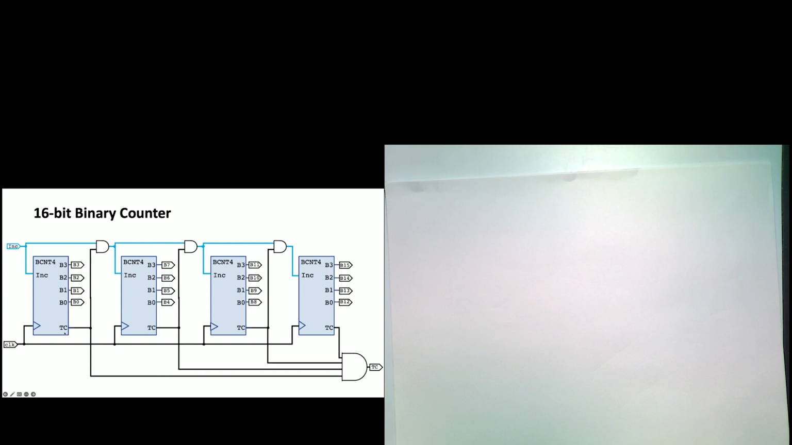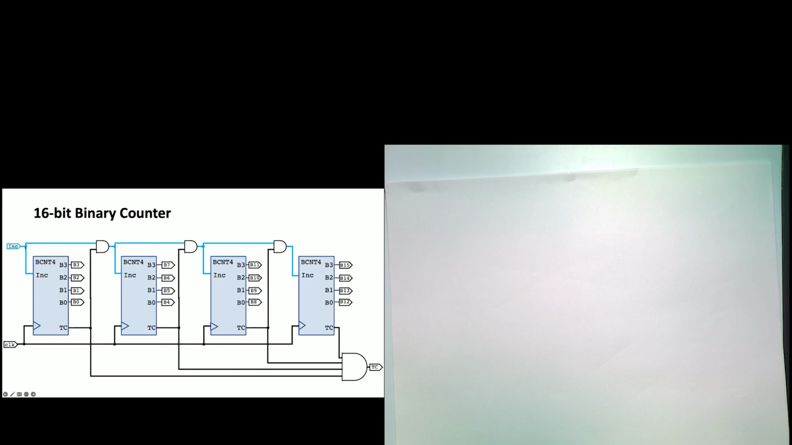At the next clock edge, assuming ink is high, TC will be low, so this one isn't going to count anymore. This one will just sit at 1, and this one will go from 0 to 1, and you'll be at 17. And you'll go all the way up to 31, and at 31, TC will be high. So this one will go from 1 to 2. This one will go from 15 to 0, and you'll be at 32. So we can build bigger counters this way.